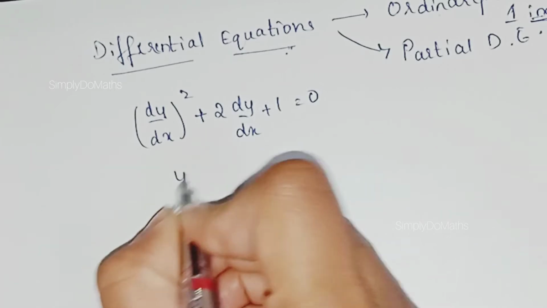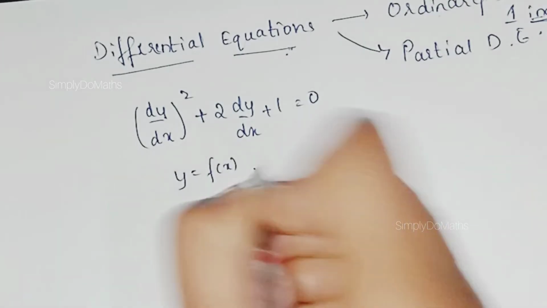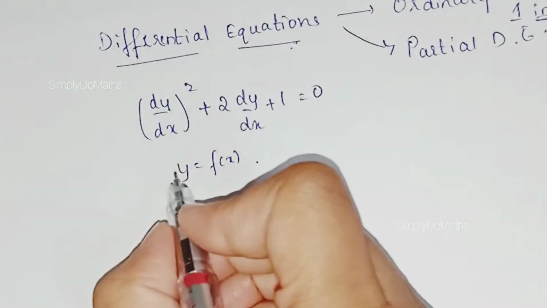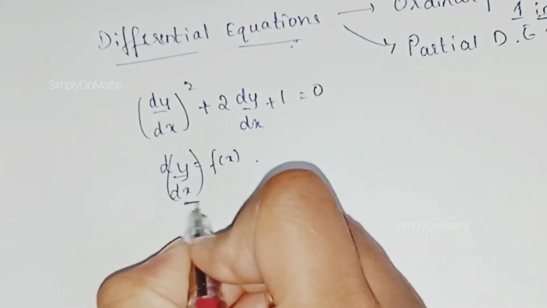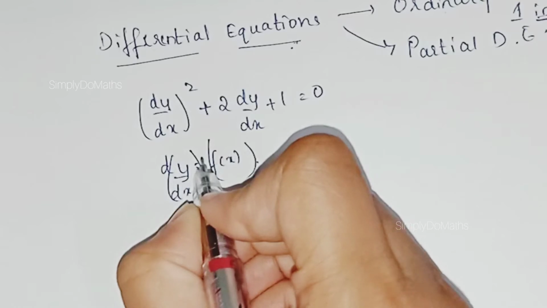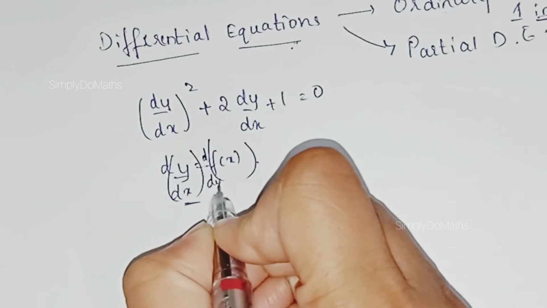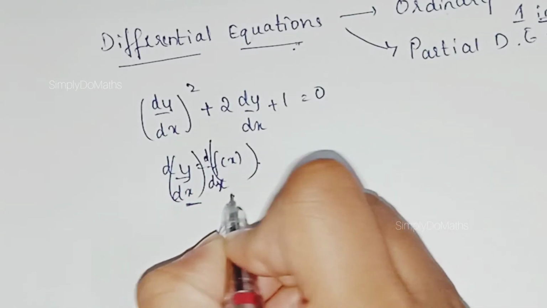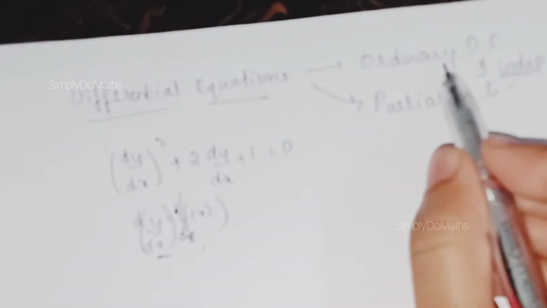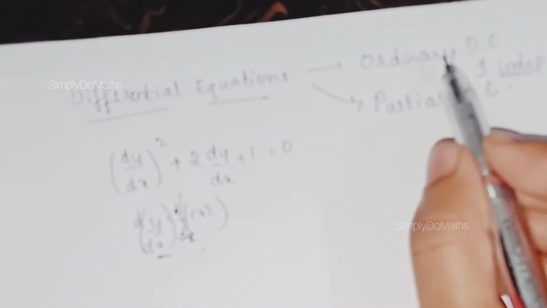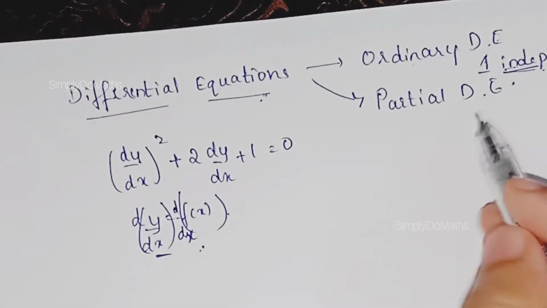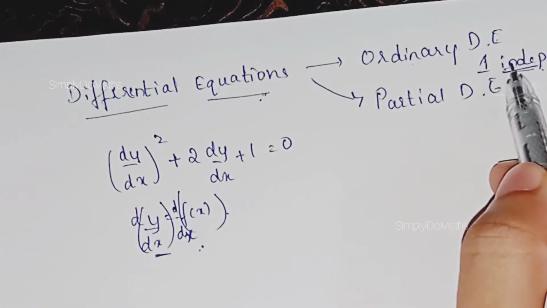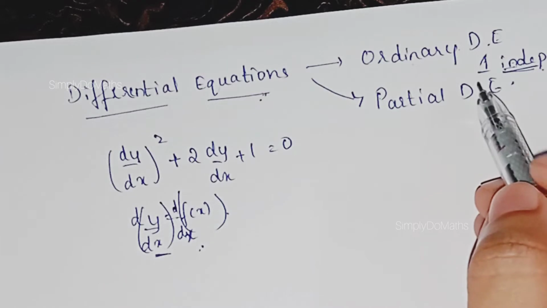For example, if you have a curve y equal to f of x, we need to differentiate this y with respect to x. So the derivative of this with respect to x is called an ordinary differential equation. In an ordinary differential equation, only one independent variable will be present.